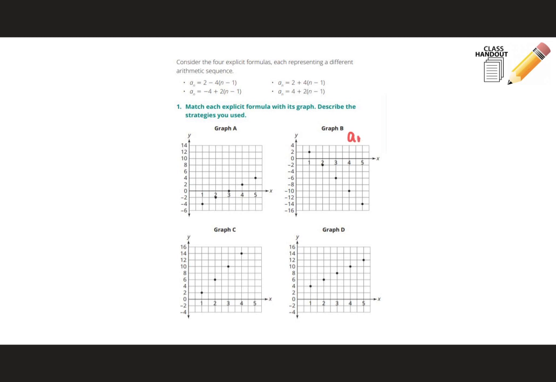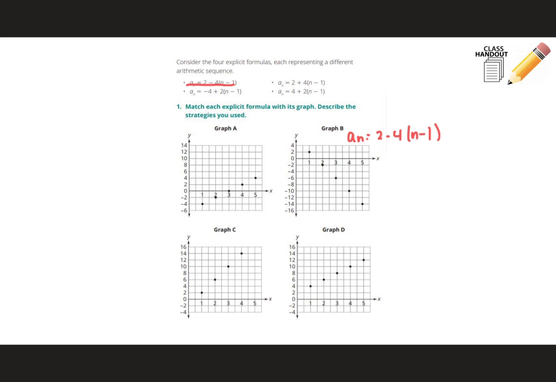So this function is going to be an equals 2 minus 4 times n minus 1. Okay. Now let's look at the next function. The next function, this one starts at 2. It has a common difference of positive 4.